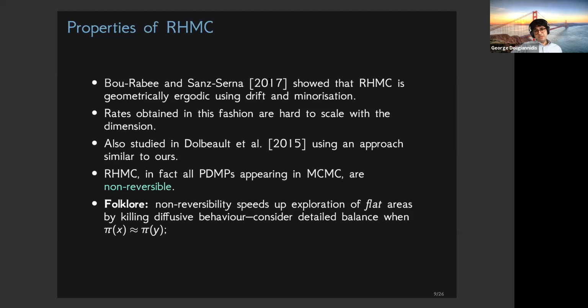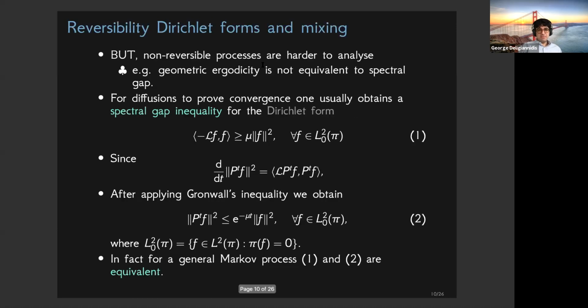So all the PDMPs that appear in MCMC, even including RHMC, are non-reversible. And since the seminal paper by Persi Diaconis, Susan Holmes, and Radford Neal, it's almost become folklore that non-reversible processes speed up exploration. Essentially, the idea, at least in the folklore sense, is that if you consider a flat region of space where the density is roughly constant, then detailed balance translates almost to random walk, and therefore this would force diffusive exploration of space. So we're hoping that using momentum, you can go through such regions of space ballistically.